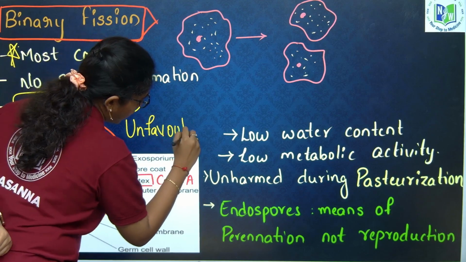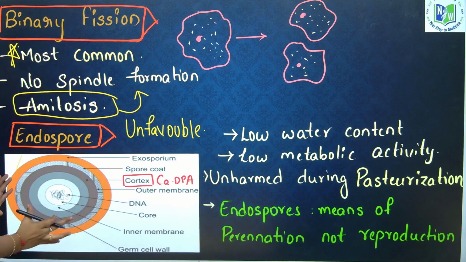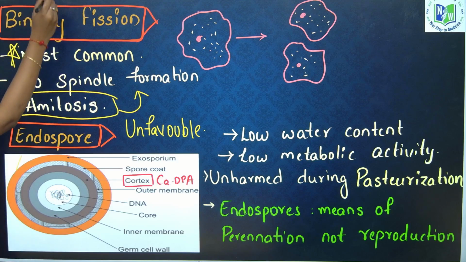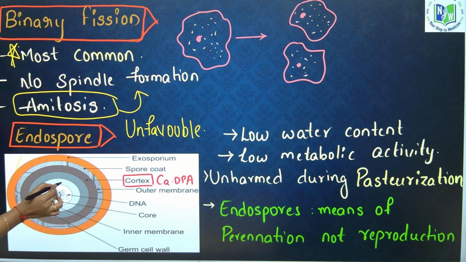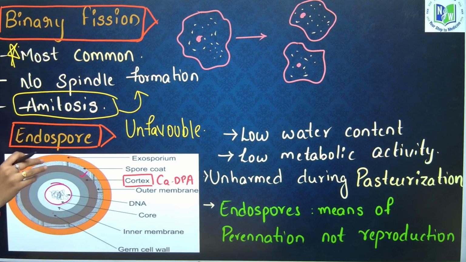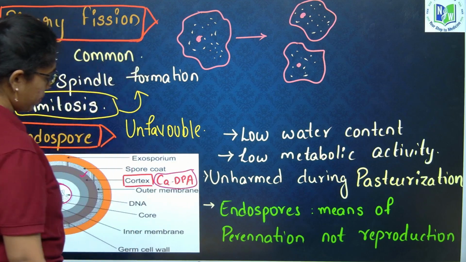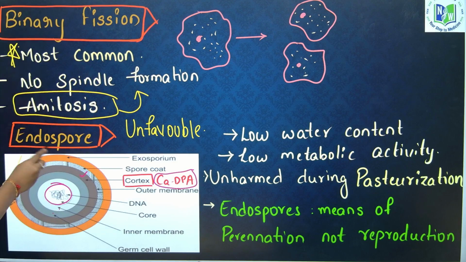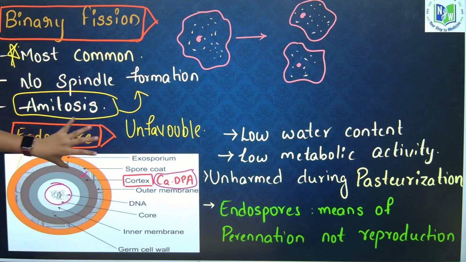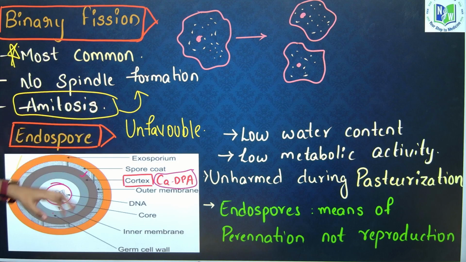During unfavorable conditions, bacteria form a complex coat over themselves, covering the DNA and the core. Over the DNA and core, you have the inner membrane. Over the inner membrane, you have the germ cell wall. Over the germ cell wall, you have the cortex. This cortex is made up of calcium dipicolinic acid, over which you have the spore coat, over which you have the exosporium. This tough and thick wall is formed around the bacteria during unfavorable conditions.